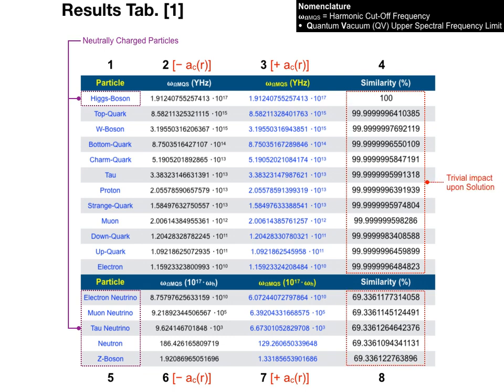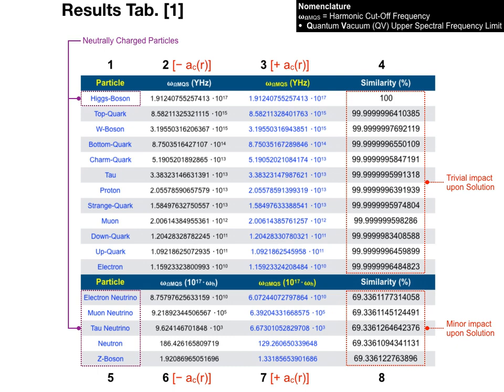Table 1 contains 8 columns. The columns of most interest to us are Column 2, Column 3, Column 6 and Column 7. The remaining columns are self-explanatory, particularly if you notice the nomenclature tile in the top right-hand corner of the slide. Columns 2 and 6 display the harmonic cutoff frequency when the centripetal acceleration vector is negative, whereas columns 3 and 7 display the harmonic cutoff frequency when the centripetal acceleration vector is positive.